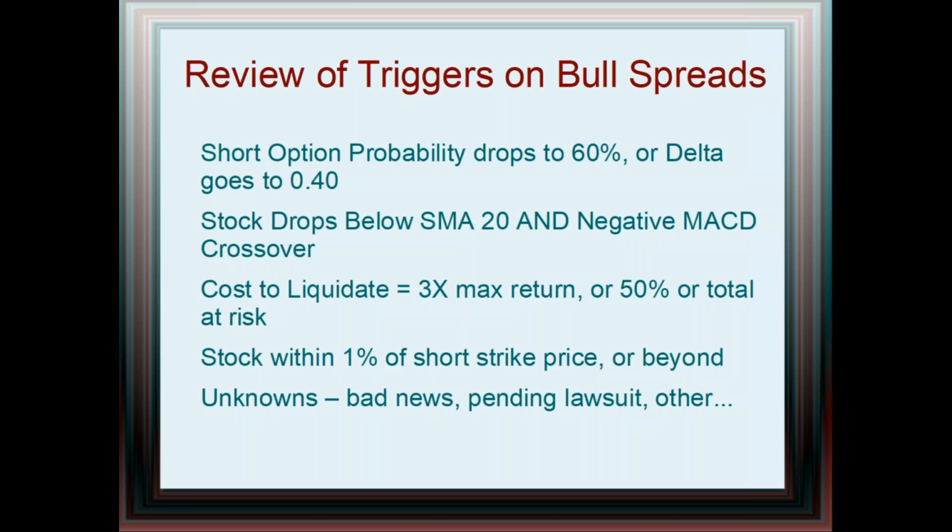Okay, now those are the triggers that we generally look for, personally, and it's also based on the structure of the trade itself. One of the ones I mentioned here is a stock within 1% of the short strike price. And I sold a 300 put on CMG. 1% of that is $3, so if the stock's at 303, I might have considered managing it, starting to move against me.